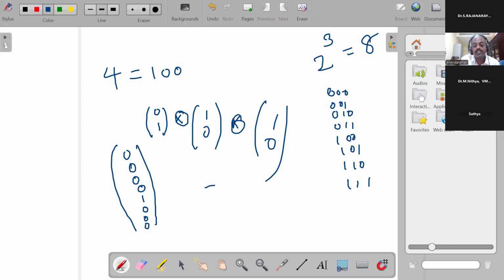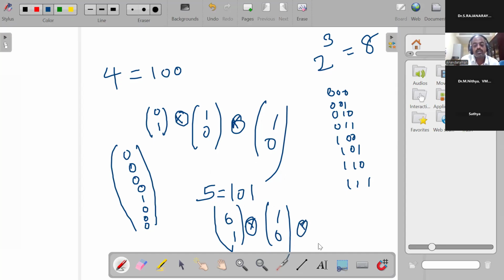What will be the tensor product of 5? 5 is represented as 101. How will we write the tensor product of 5? 0, 1, that is 1, tensor 1, 0, that is 0, tensor 0, 1, that is 1. So the total product will be indexed 0, 1, 2, 3, 4, 5, 6, 7. So the other entries are zeros.